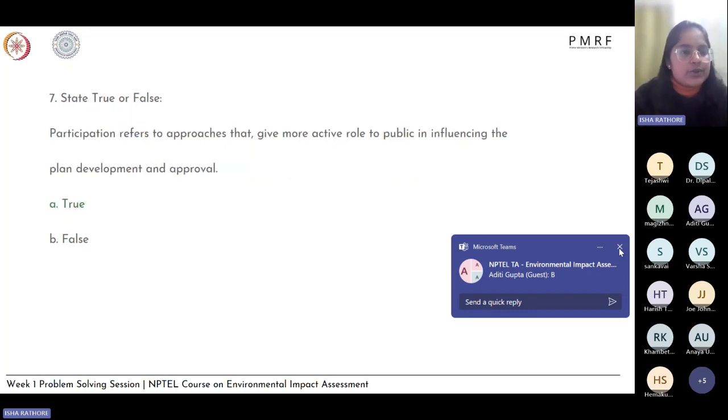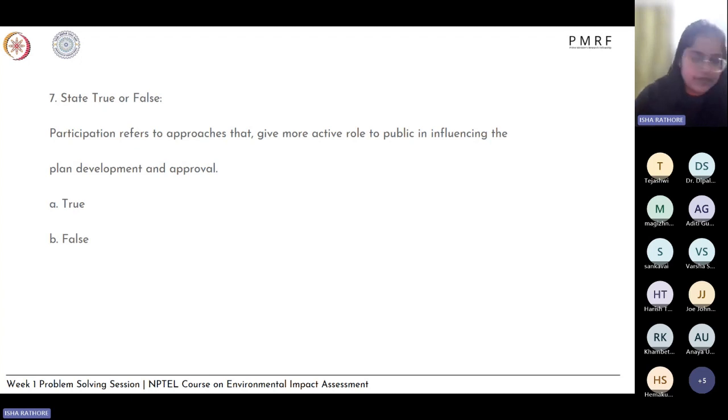Okay, so moving on, state true or false. Participation refers to approaches that give a more active role to the public in influencing the plan development and approval. So is this statement true or false? Okay, so this is again very straightforward. So I see a lot of A's. So yes, the statement is correct.